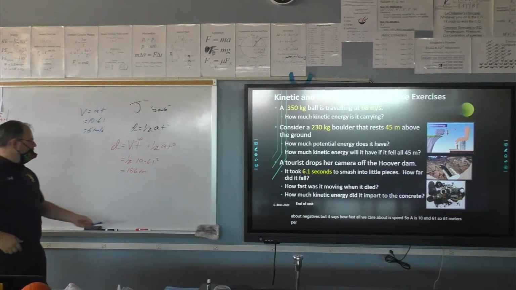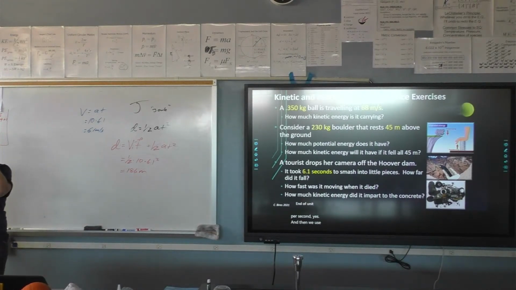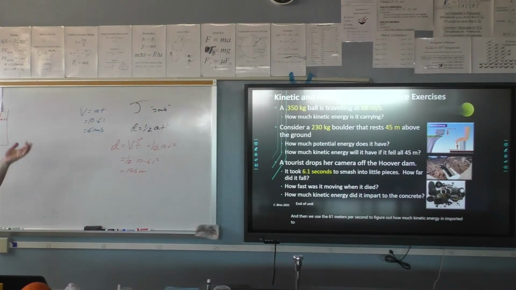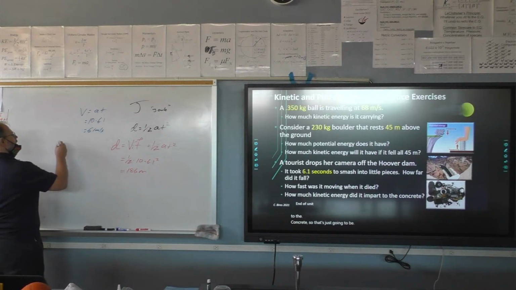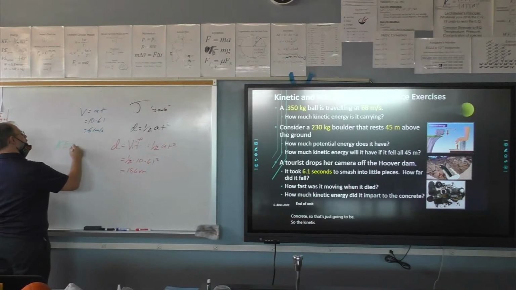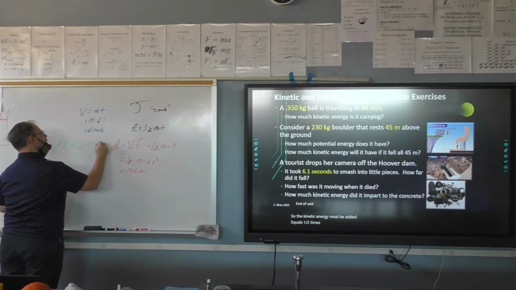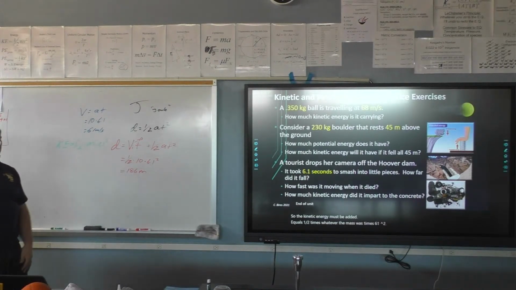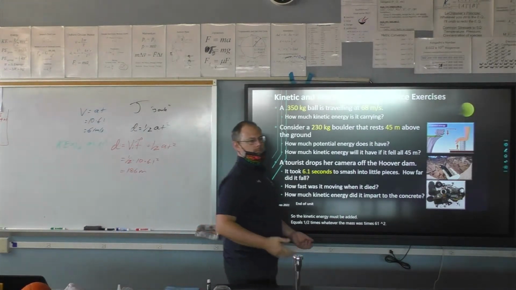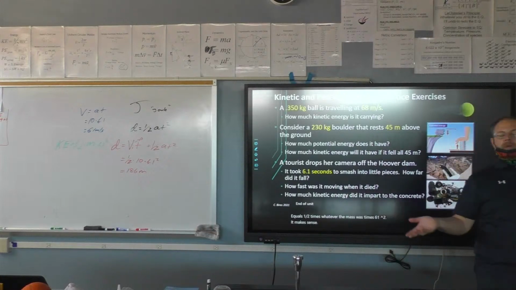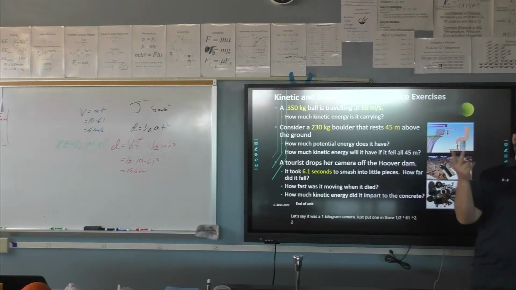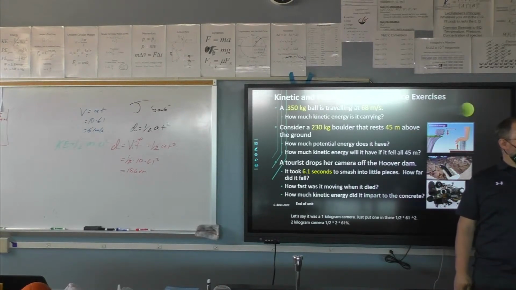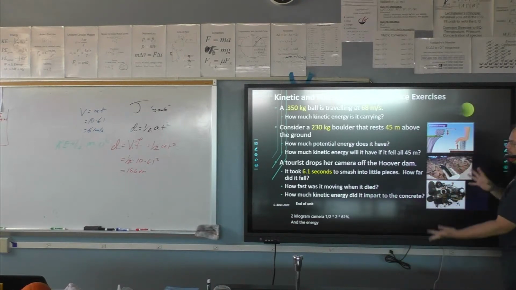And then we use the 61 meters per second to figure out how much kinetic energy it imparted to the concrete. So the kinetic energy equals 1/2 times whatever the mass was times 61 squared. Make sense? Let's say it was a 1 kilogram camera, just put a 1 in there: 1/2 times 61 squared. 2 kilogram camera, 1/2 times 2 times 61 squared. Cool? And the energy was used to bust into little pieces.